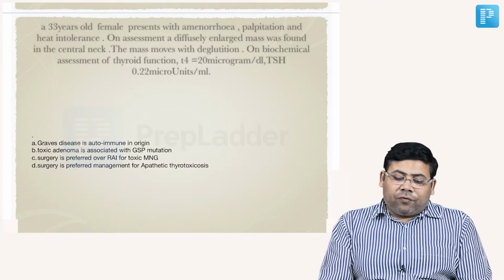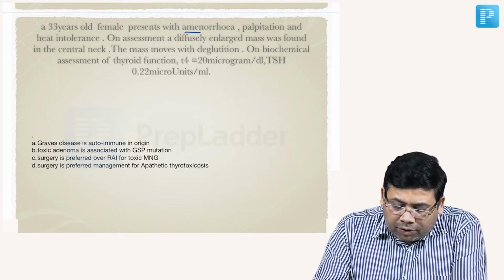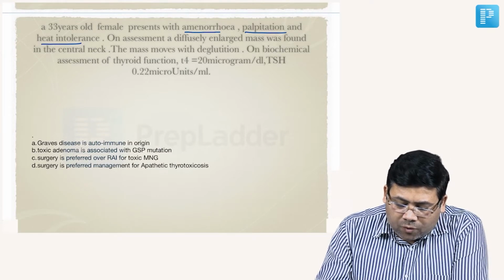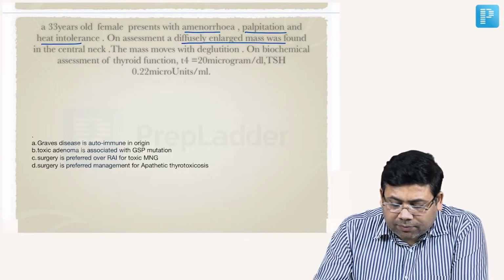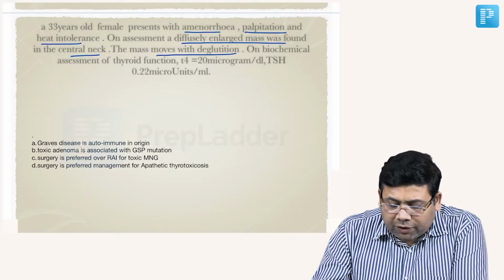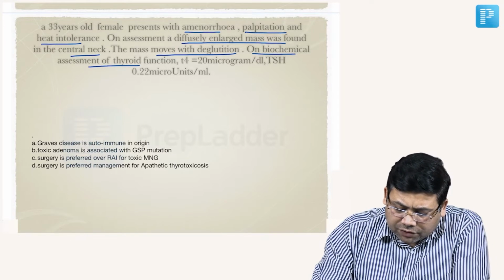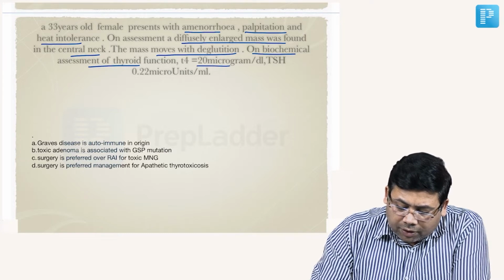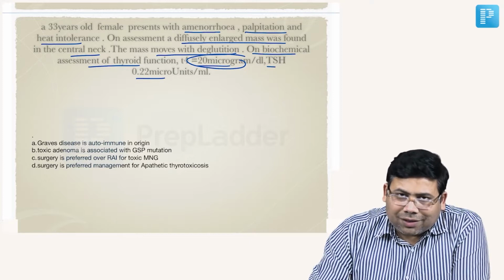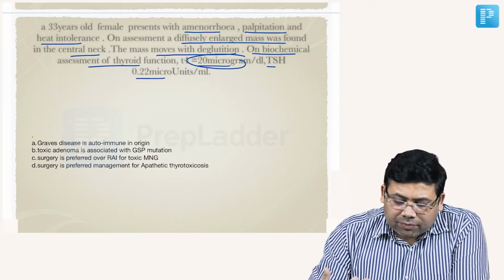A 33-year-old female presents with amenorrhea, palpitation, heat intolerance. On assessment, a diffusely enlarged mass was found in the central part of the neck. The mass moves with deglutition. Biochemical assessment of the thyroid functions were found to be T4, it is 20 micrograms, TSH 0.22 micrograms. So this is a case probably of hyperthyroidism, and this is due to Graves.